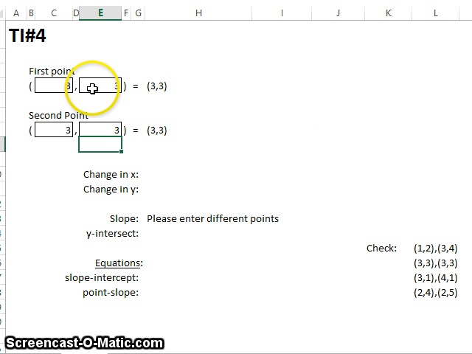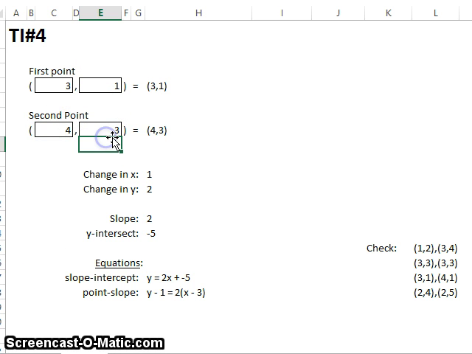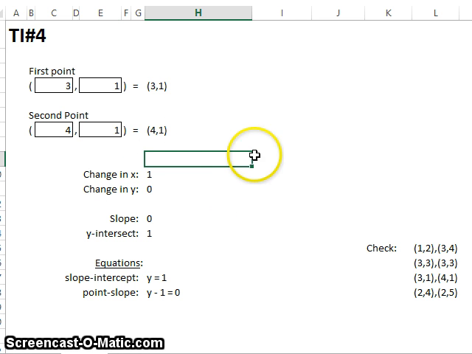And then our next point that we're going to look at is going to be 3, 1, and 4, 1. And so again, it calculated the change in x, change in y. It figures out that the slope is going to be 0 and the y-intercept would be 1. And so then our equation is just simply going to be y equals 1 for our slope-intercept form, and for our point-slope form, it'd be y minus 1, or just 0.